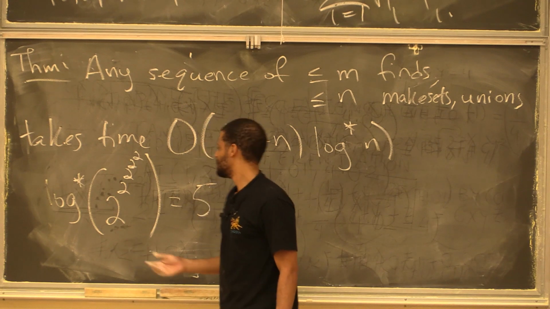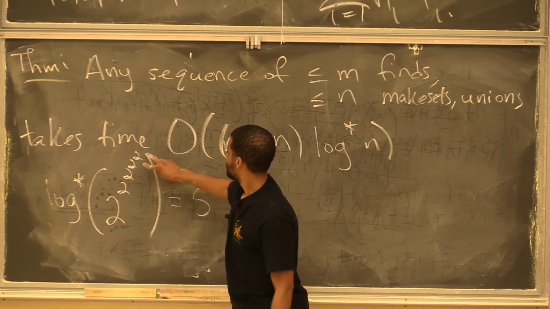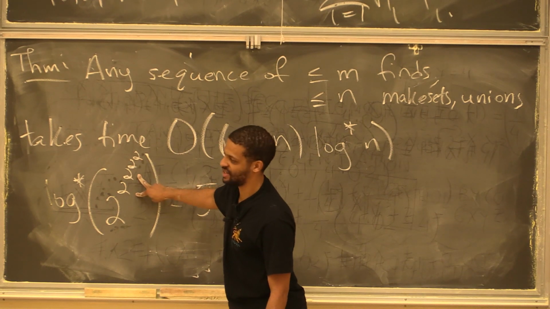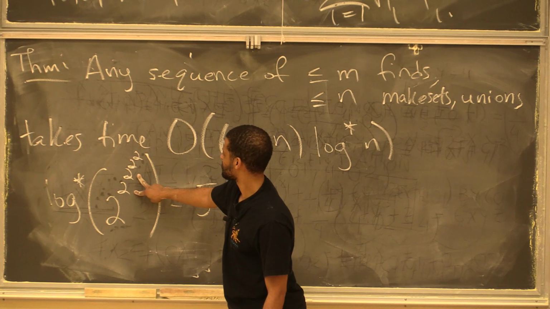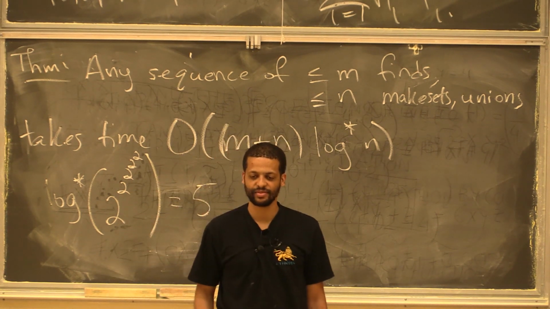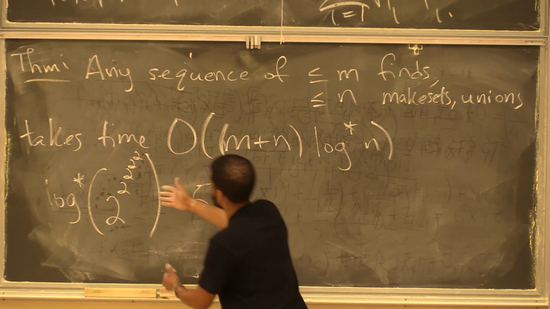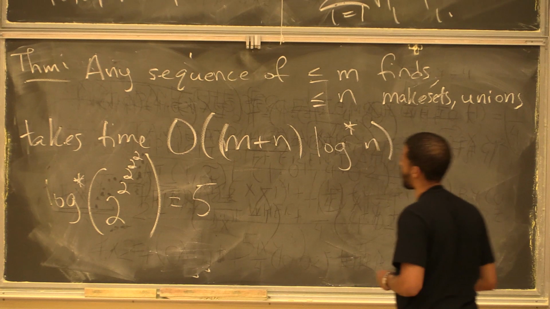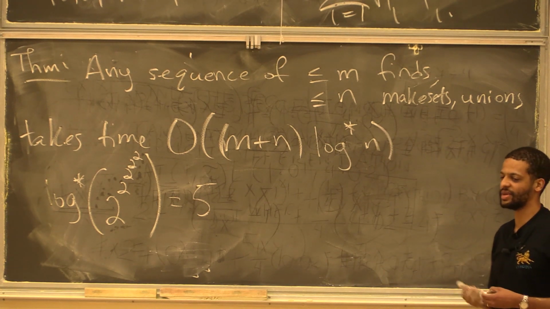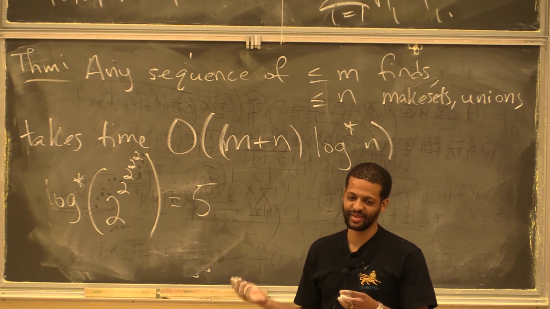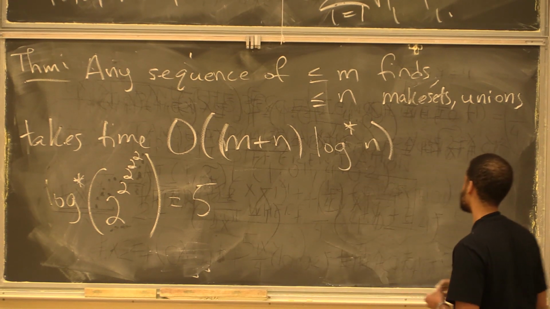And by the way, this number is huge. 2 squared is 4. 2 to the 4 is 16. 2 to the 16 is 65,536, I think. Or yeah, something like that. And then 2 to that is very big, right? So this number here is bigger than the number of particles in the universe, yet log star of that number is only 5. So what that means is, in practice, log star is never bigger than 5. Okay? So this is a very small number.